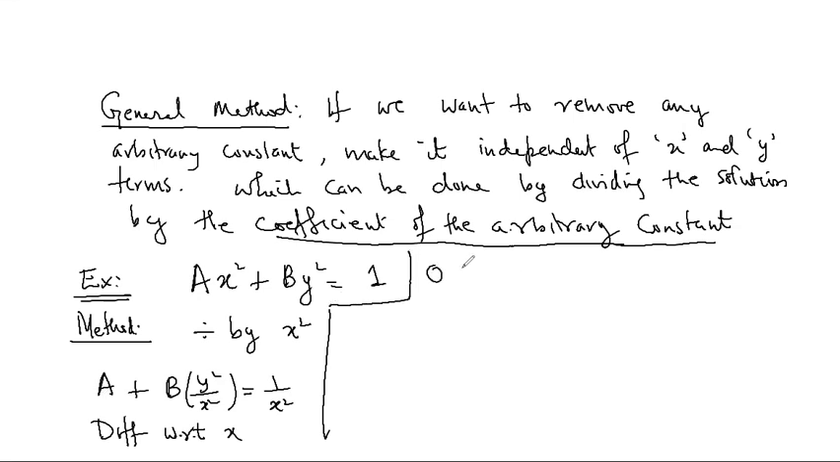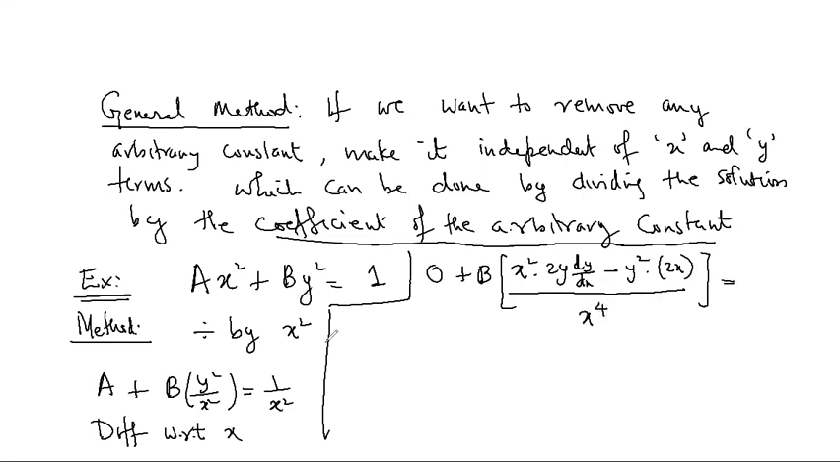A will go away, b will remain, but I have to apply the u upon v method. X square into derivative of the numerator minus numerator into derivative of the denominator upon square of the denominator. And then the derivative of 1 by x square, x raised to minus 2: minus 2, x raised to minus 3, so minus 2 upon x cube. Is that okay? Yes, sir.